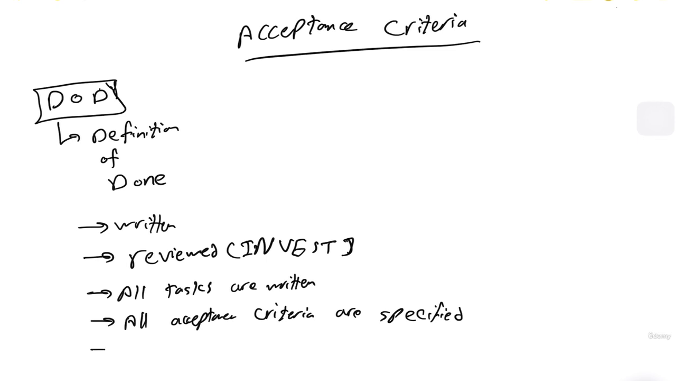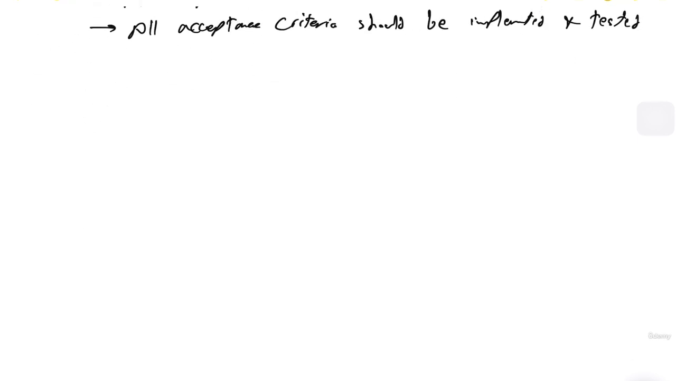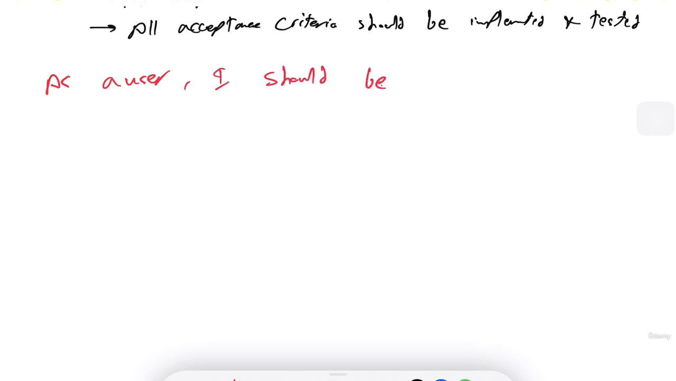In this case, all acceptance criteria should be implemented and tested. So like we said, the acceptance criteria are some conditions that must be included in the user story. For example, we have a user story which is: as a user, I should be able to log in using phone number.